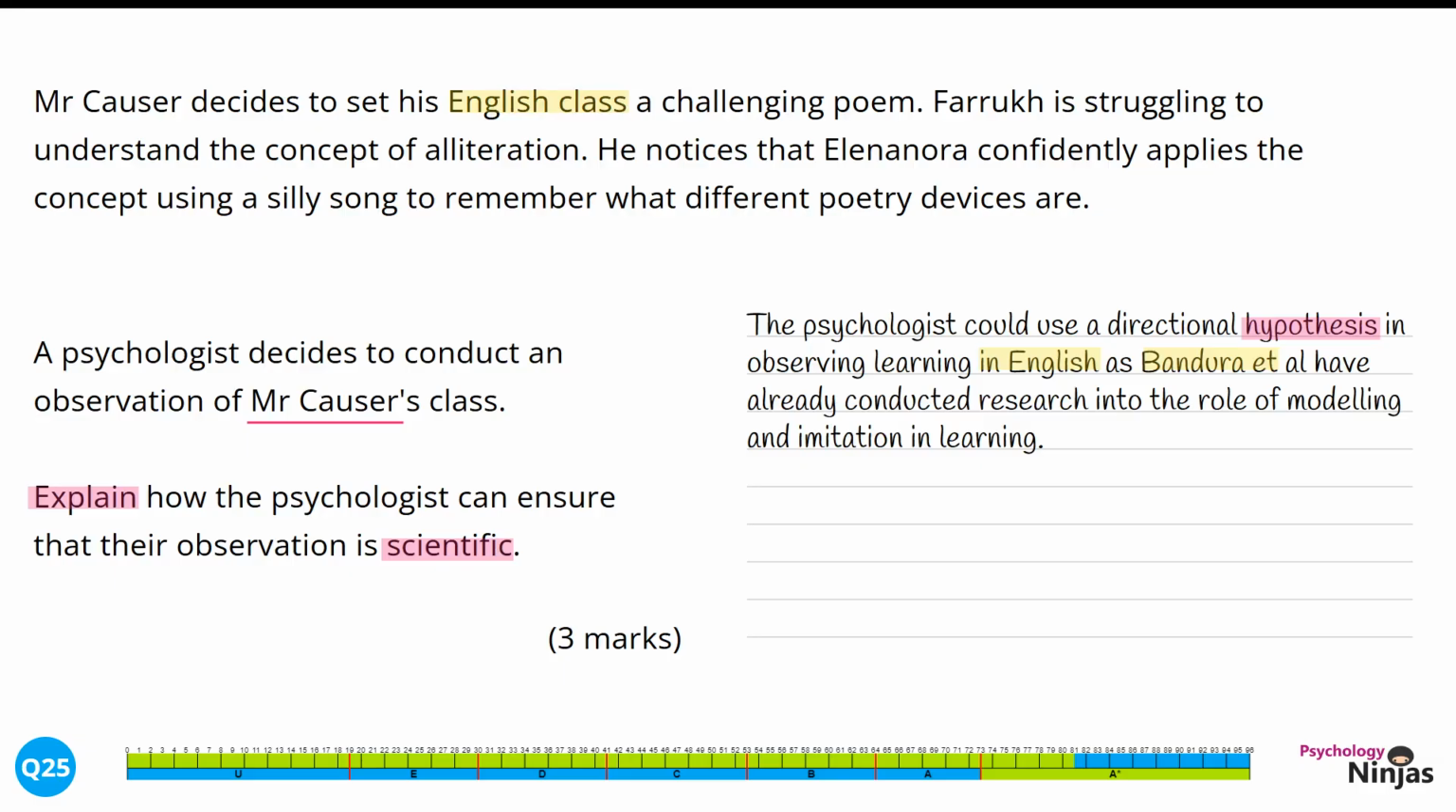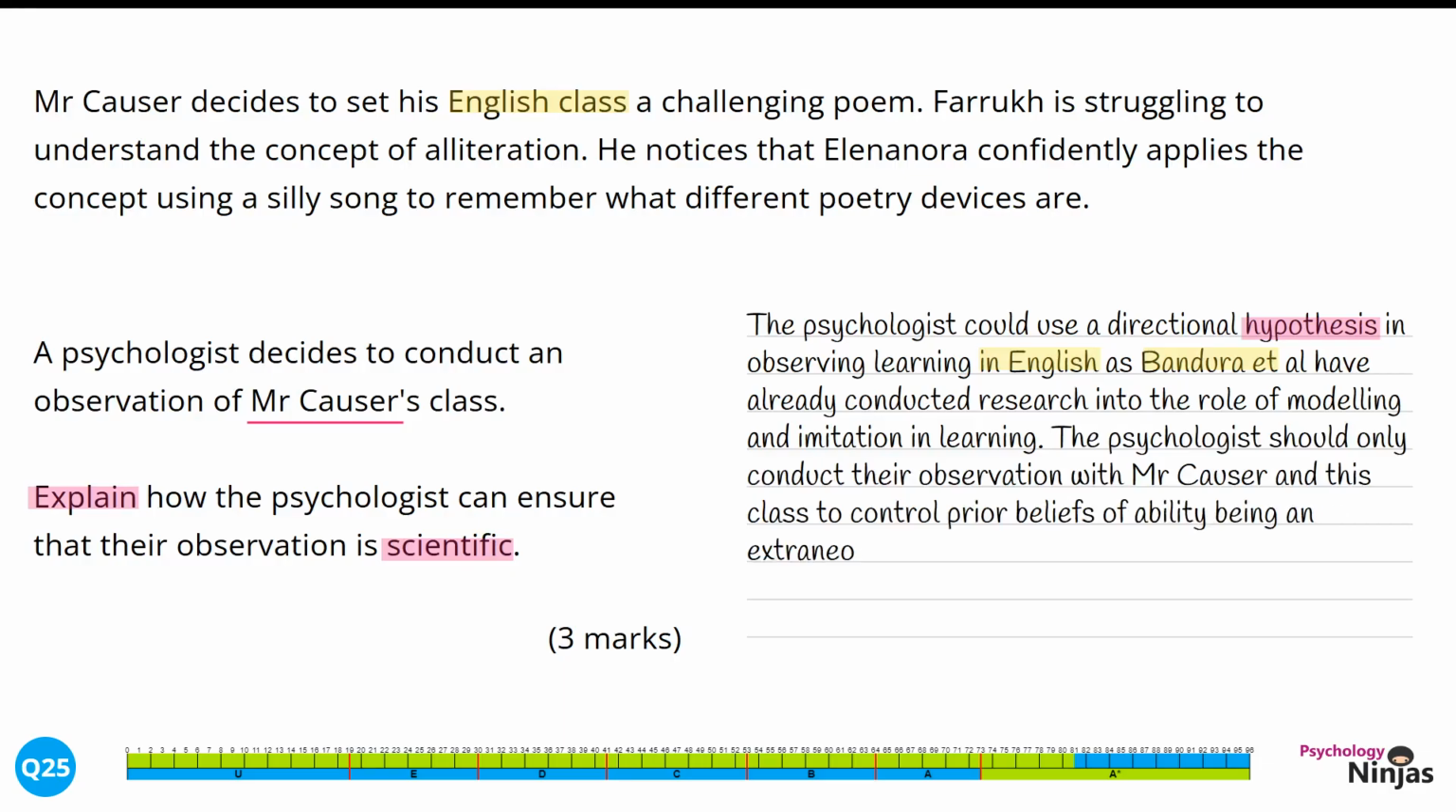We're then going to look at another feature of science. The psychologist should only conduct their observation with Mr. Causa and this class to control prior beliefs of ability being an extraneous variable. We've shown another feature of science here by talking about high levels of control. We've shown control and linked this into the STEM in terms of beliefs about ability, because here we're trying to understand a concept and that might have an impact on our conclusions.